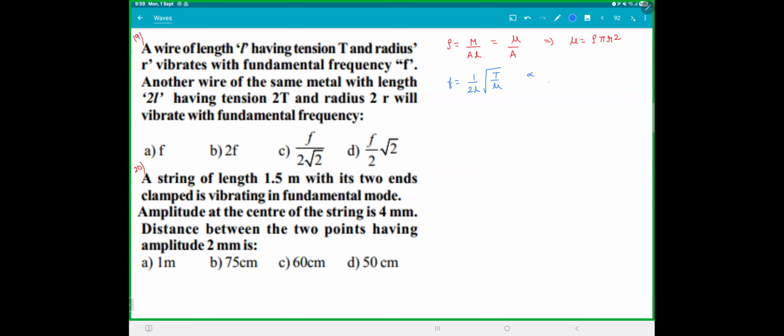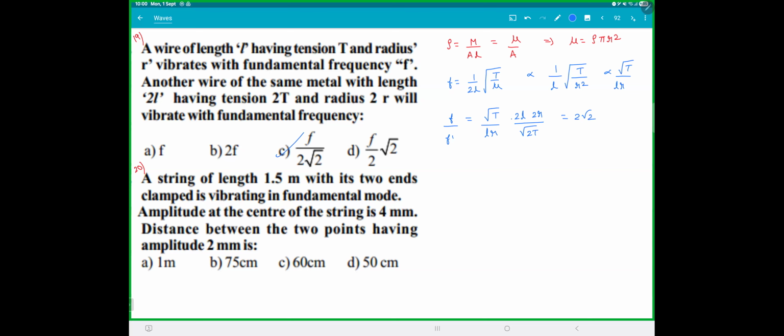So this is proportional to 1 by L root of tension by R square, so this is root T by LR. This is the ratio we are looking at. So f by f dash is root T by LR, and for this one it is root 2T over 2L into 2R. That's 2 root 2. C option.